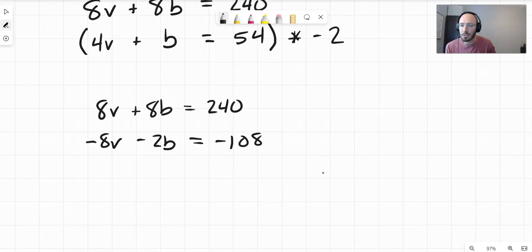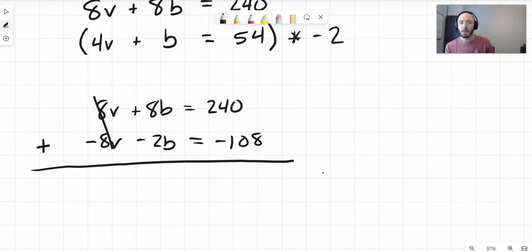So what I'm going to do is set up one big addition problem here. I'm going to add both of these equations together. Well, 8V plus negative 8V equals 0, so that cancels out. That's what we want. 8B minus 2B gives me 6B, and 240 minus 108 gives me, let's see, 200 minus 100 is 140, minus 8 is 132. So now we have this equation with one variable that we can easily solve.